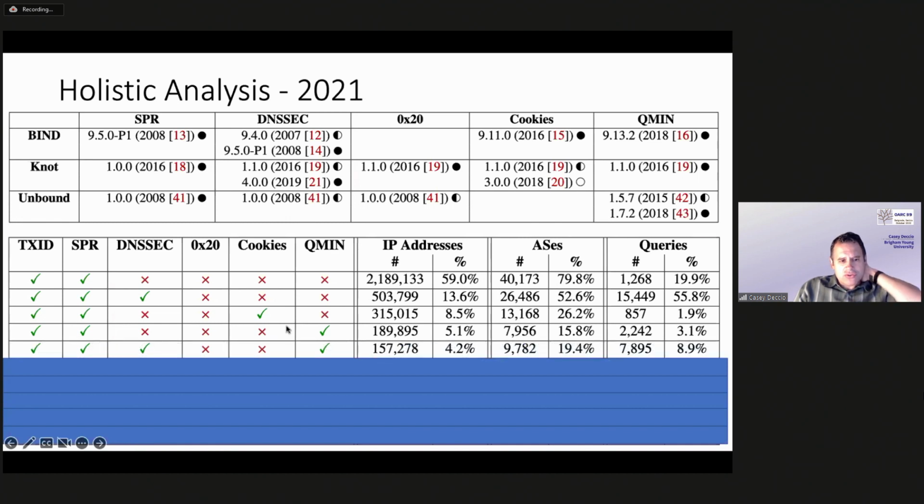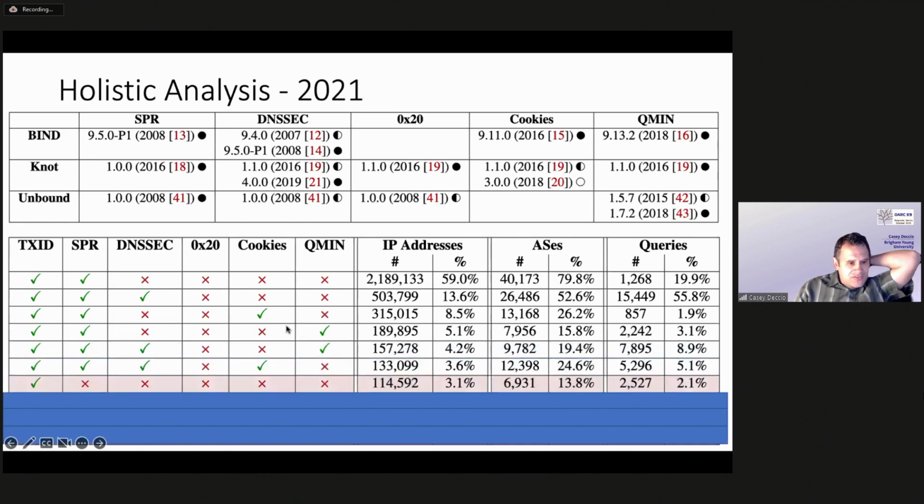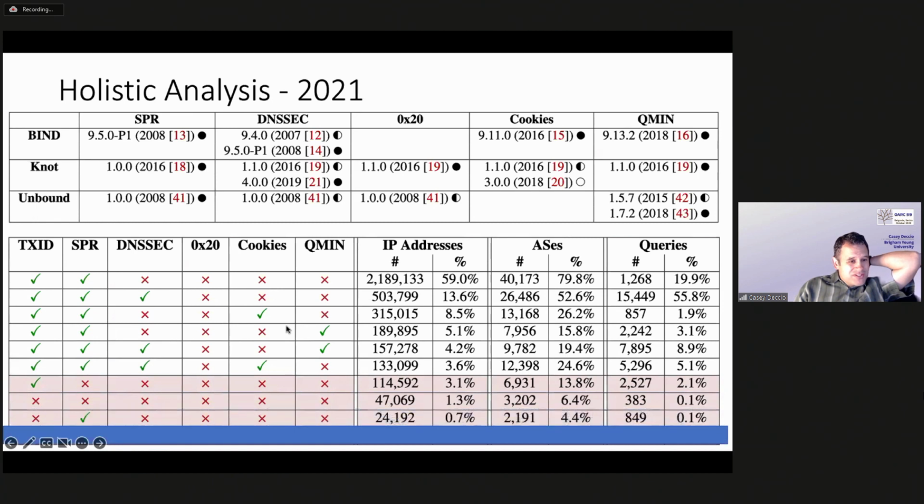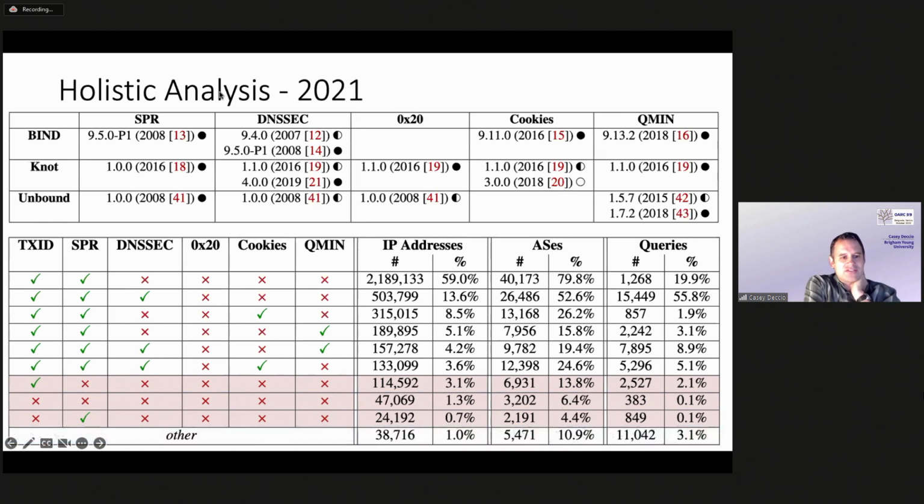So I'm going to just go through the rest of these and show you what everything else looks like. But it actually gets worse as you go down. We're seeing the low ones at the very bottom, where you have 3% or so that only have transaction ID support and they're lacking source port randomization and so forth. So there are some bleak things at the bottom in terms of some of the client IP addresses that we saw querying a root in 2021.